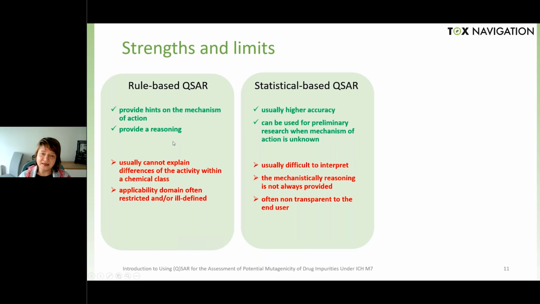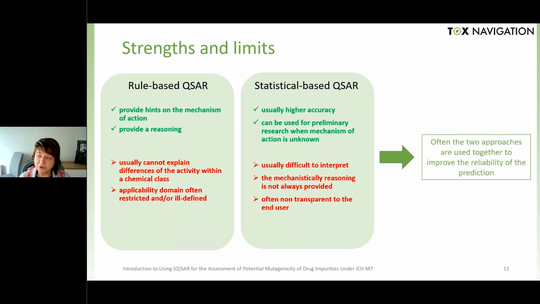So as you can see here, you can use these two approaches together because they can work in synergy, as the strengths of one approach are the limits of the other one. And this is why, using these two together, you can improve the reliability of your prediction. And this is above all true for mutagenicity.